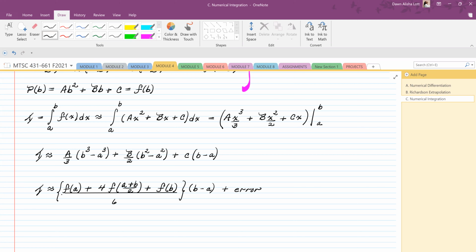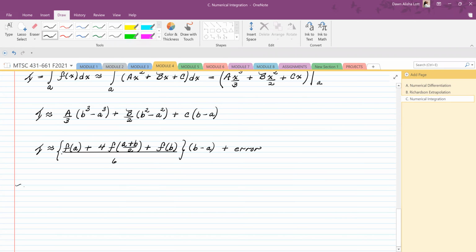So the main idea: we want to approximate the integral I, the integral from a to b of f of x dx, by evaluating f of x at a finite number of points.